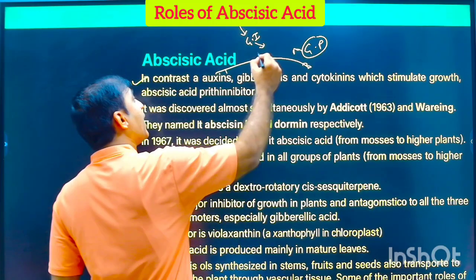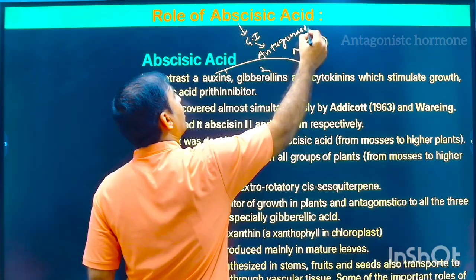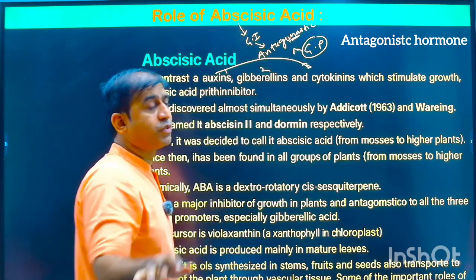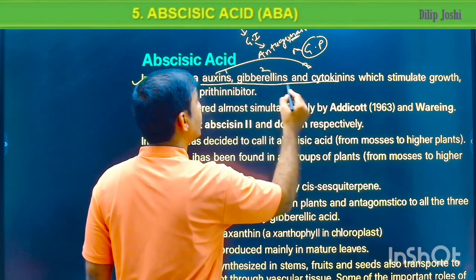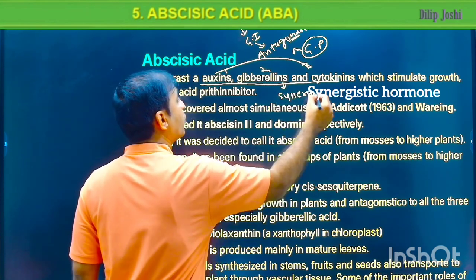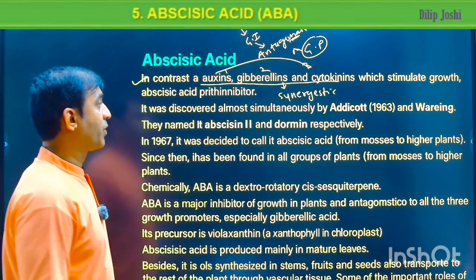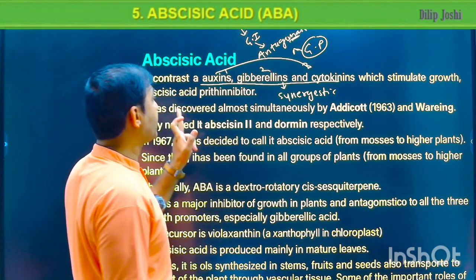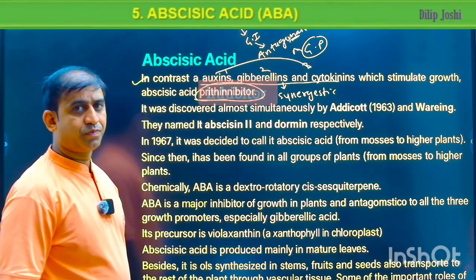this is called antagonistic hormone. Antagonistic hormone means having opposite action. And these three hormones, auxin, gibberellin, and cytokinin, work together. Hence, they are called synergistic hormones. Synergistic means having the same kind of action, which stimulates growth, unlike abscisic acid, and these are also inhibitors.